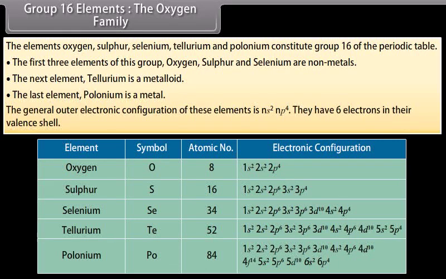The general outer electronic configuration of these elements is ns2np4. They have 6 electrons in their valence shell.